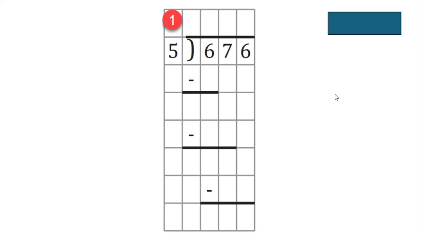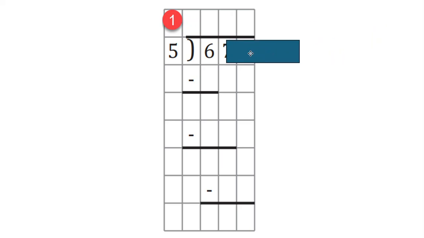Okay, let's start talking about it. I'm going to ask you some questions as we go, and you make sure you answer, okay? So the first thing we're going to do is just look at the first digit right here. Let me grab this. I'm going to drag this and cover up the other ones right here. And we have a 6 right there. We want to know how many times 5 will go into 6.